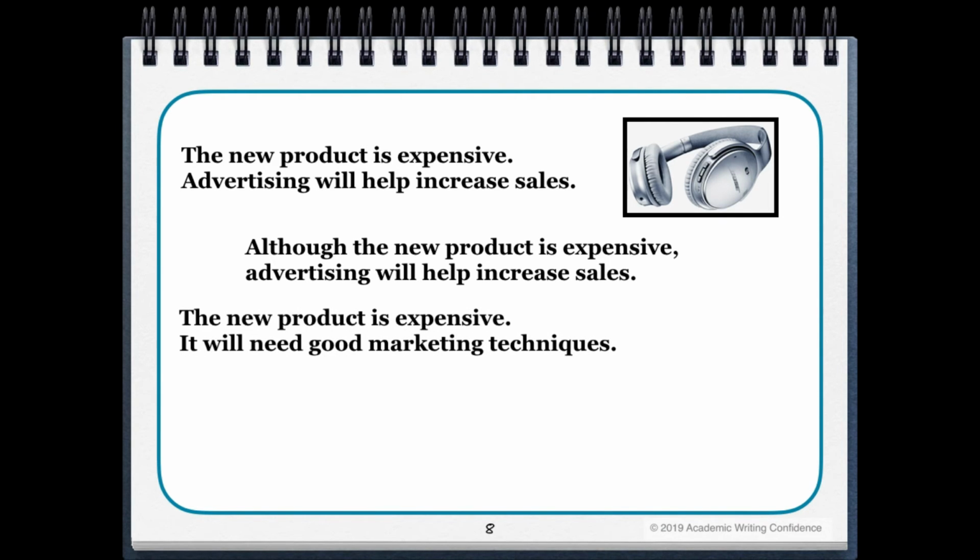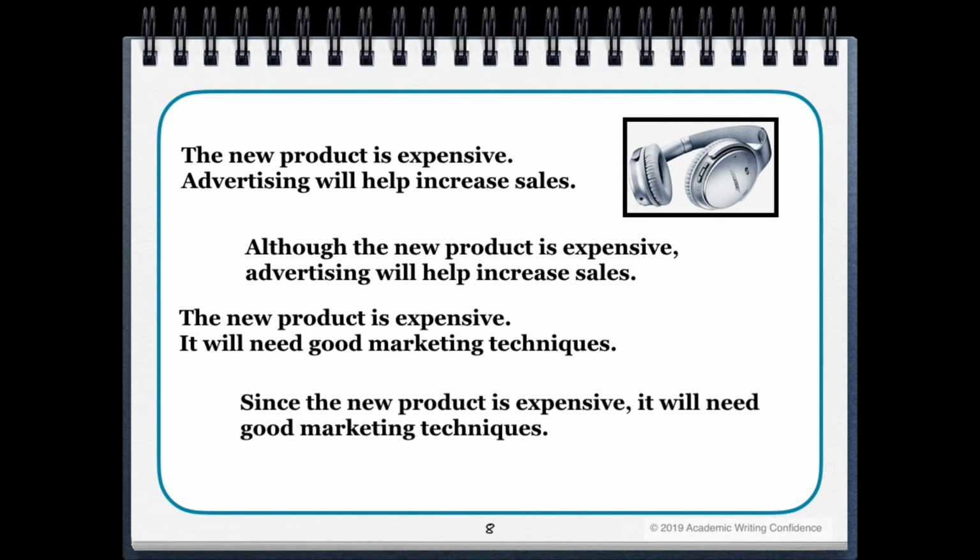And now let's try combining these two sentences using the word since. Since the new product is expensive, it will need good marketing techniques. Now, as you can see, by using words such as because, although, since, we can change the compound sentences into complex sentences.